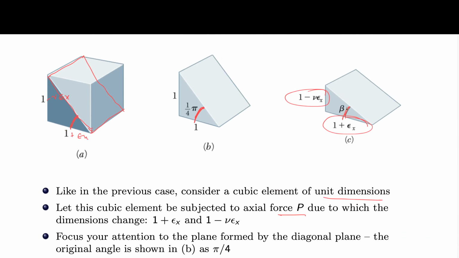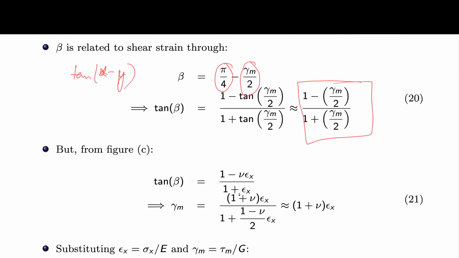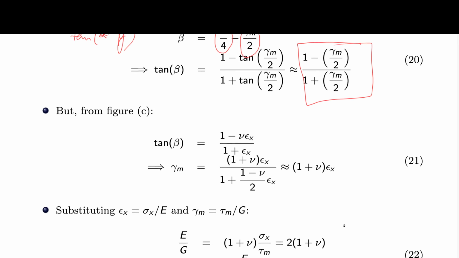But from this figure also I can see that tan beta is equal to perpendicular by base, that is 1 minus nu epsilon x by 1 plus epsilon x. Correct? So if I now substitute the values of gamma m from here, and tan beta equal to this quantity, I can see that the gamma m, the shear strain, is equal to 1 plus nu times epsilon x.